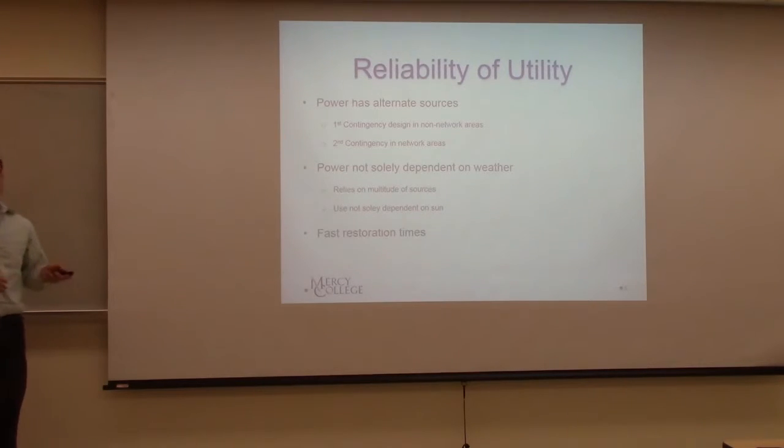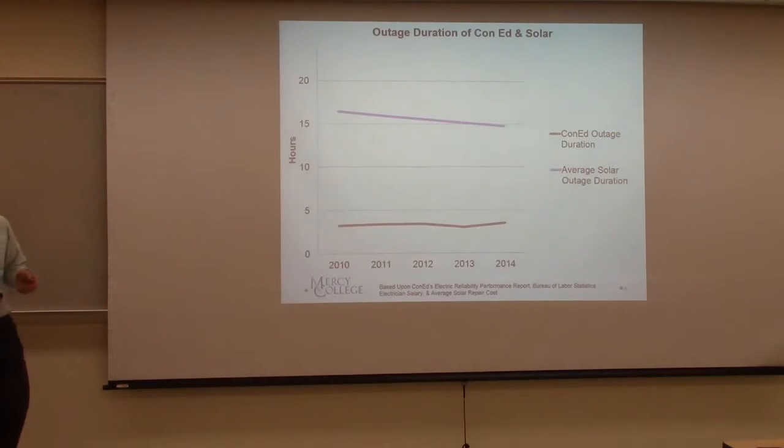And finally, there's much faster restoration times when you do lose a utility power. The utility's there on standby to help you out and get you back and running, whereas solar, you're out until you get your own electrician to help you. And utilities have qualified personnel available 24/7 to do that. So we'll go into some statistics behind that.